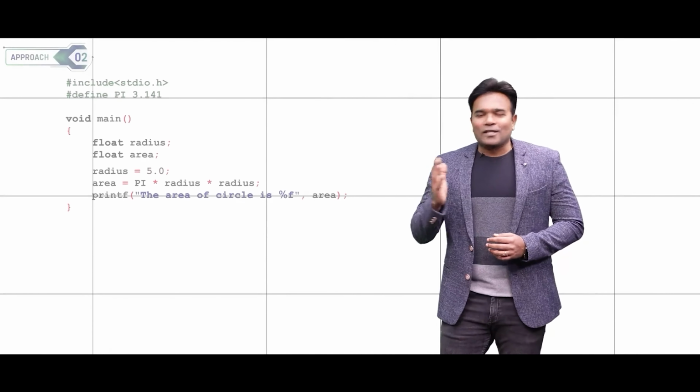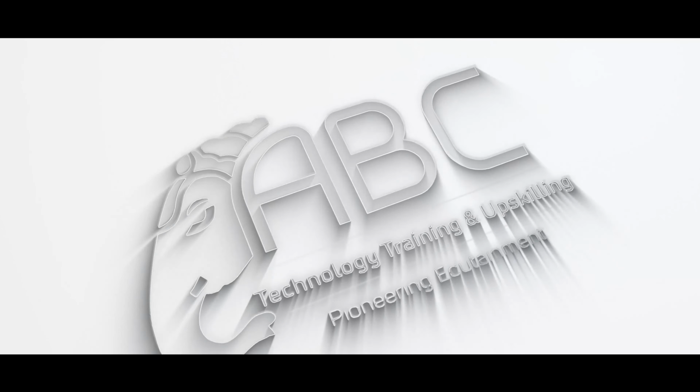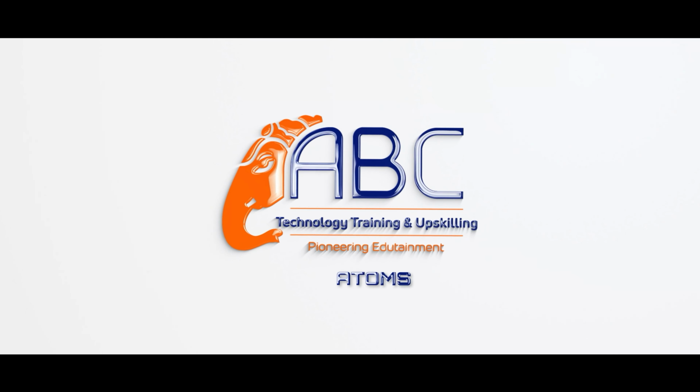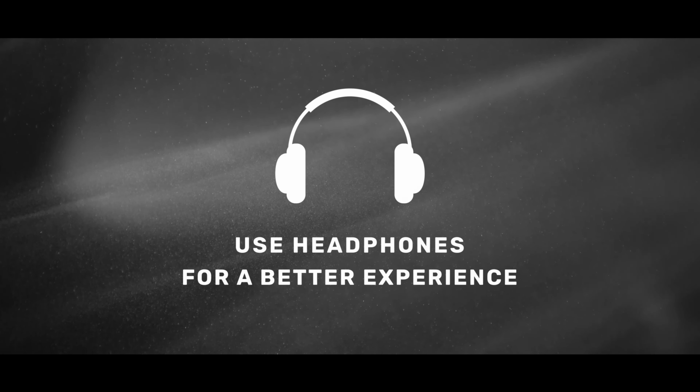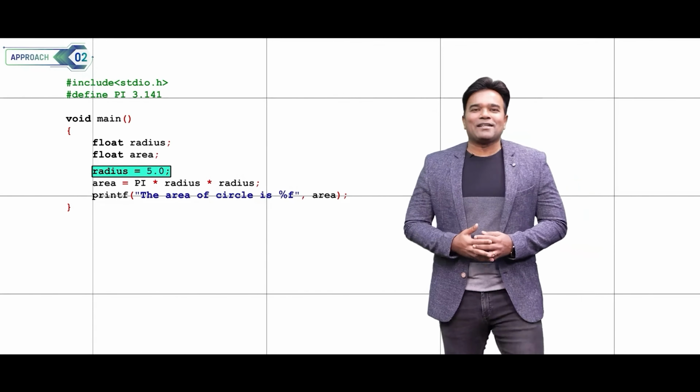Even before I tell you what really is approach 3, let me tell you what is the problem in this second approach. The problem in this second approach is this statement. Yes, the problem in that statement is that you are hard coding the value of the radius. Specifying here as 5.0 is what we technically refer to as hard coding.